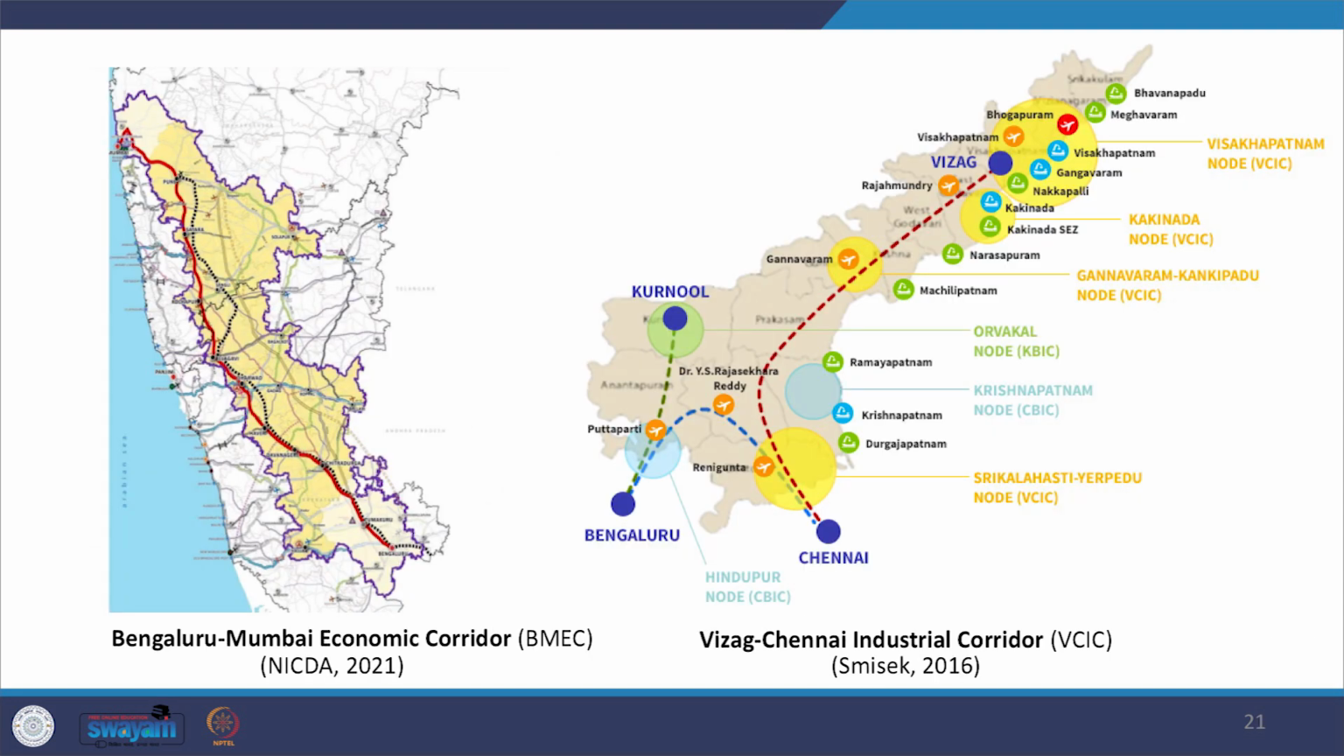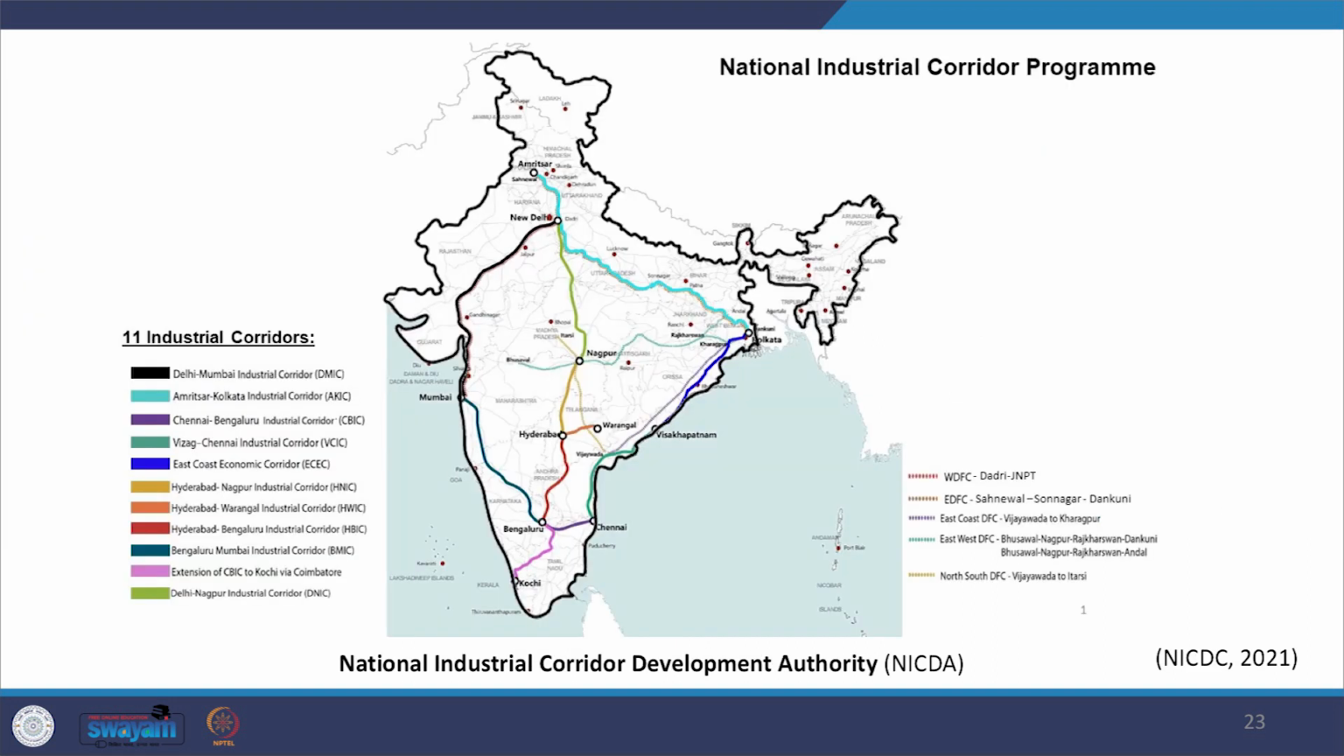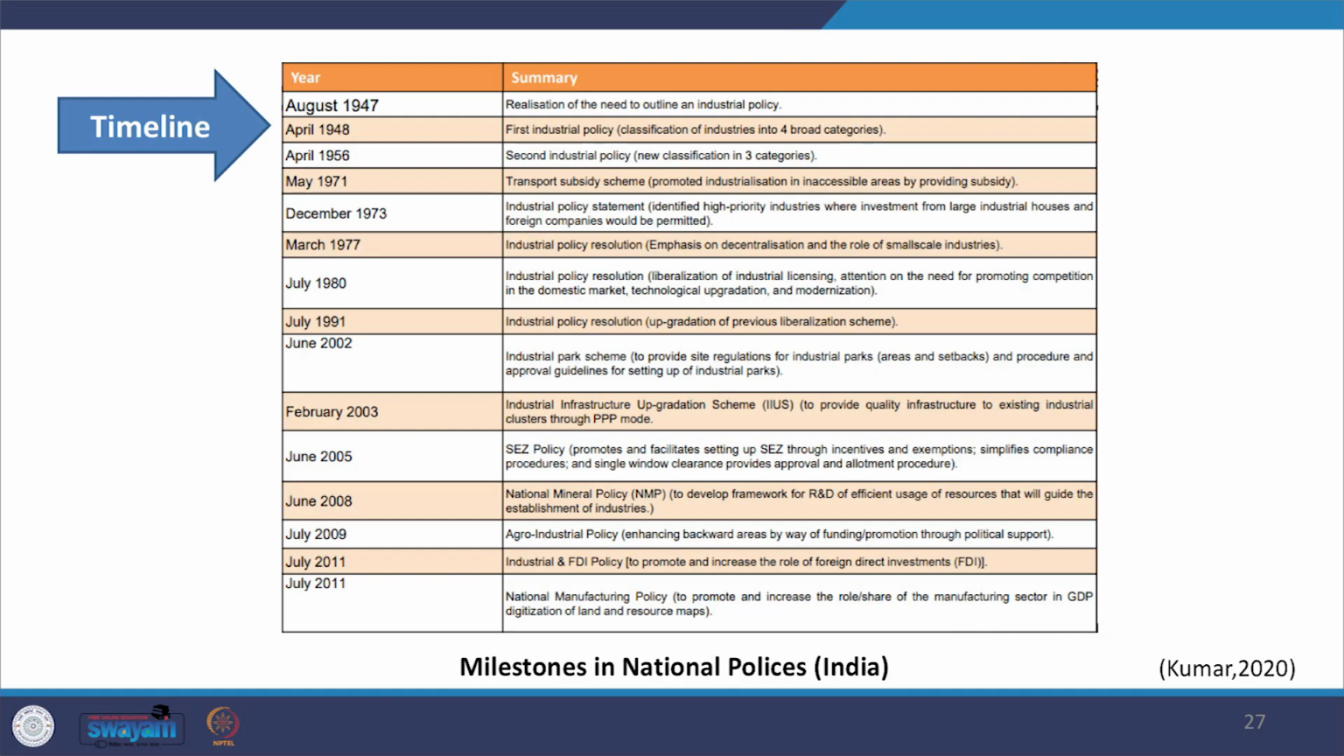Moving on, let us now briefly look into the history of industrial policies in the country. We will follow the timeline provided by Professor Abhishek from his doctoral research on sustainable industrial infrastructure in India. Our work as a country for industrial development started soon after independence in 1947.